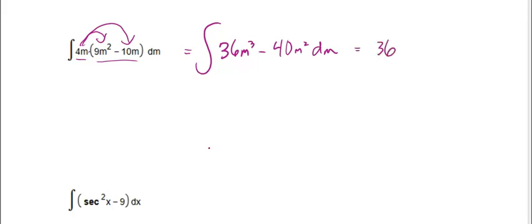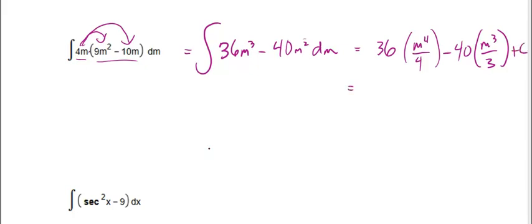36 comes along for the ride. Just m cubed, what is that? You go m, add 1, divide by the new power. 40 comes along for the ride, add 1, divide by the new power. Plus c, and now clean it up. 36 over 4 is 9. 40 over 3 is just 40 over 3. And I'm done. Differentiate to check.